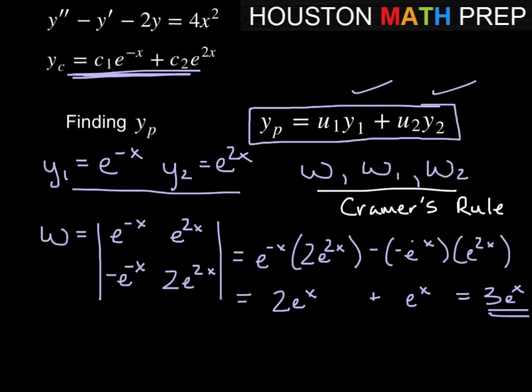Now we need to find W1 and W2. What we mean by W1 is we're actually going to take out the first column of our original Wronskian, and we're going to replace it with all zeros, except in the last spot we're going to place g of x, and we're going to start using this 4x squared here.